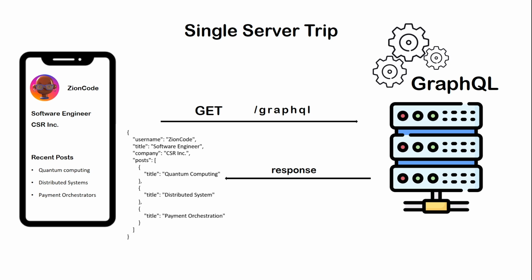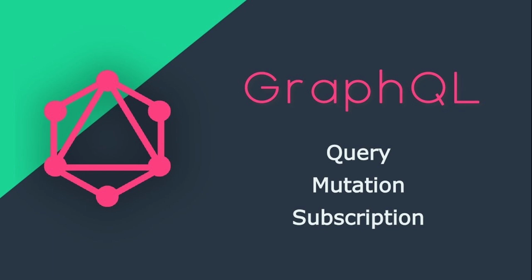In the next series, we're going to be talking about the three GraphQL core concepts that make this technical magic possible, which are queries, mutations, and subscriptions.